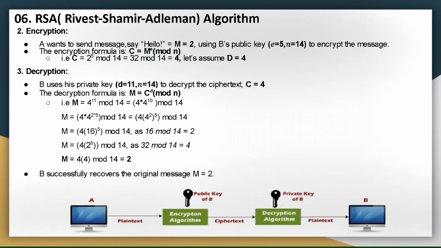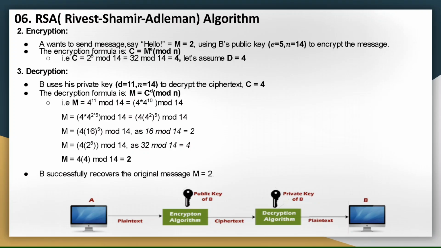As you can see, 4 into 4 to the power 2 is 16, 16 to the power 5 mod 14. As 16 mod 14 is equivalent to 2, we will replace that value with 2. So 4 to the power 5, that is 16 mod 14 is 2, with mod 14. 2 to the power 5 is nothing but 32, and modding 32 with 14 gives us 4, and 4 into 4 is 16, again 16 mod 14 gives us 2. Now if you see, we have got the message m equals 2.